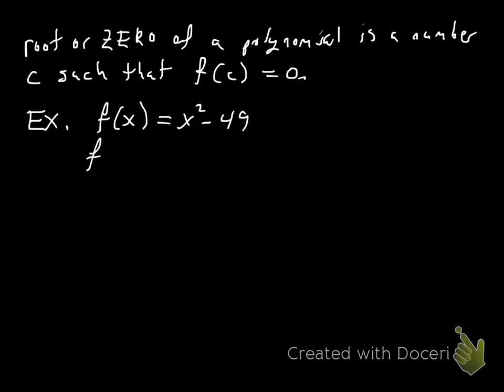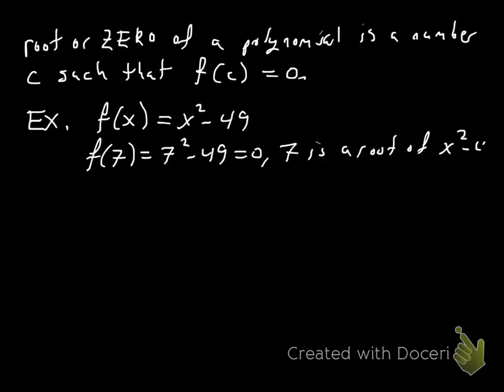And we've factored these and solved them before, and if we solve this we get plus and minus 7. So we're going to look at 7. If I plug 7 in, 7 squared minus 49 is going to be equal to 0. So we would say that 7 is a root or a zero of that polynomial.